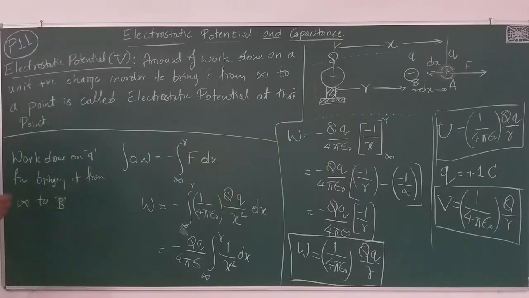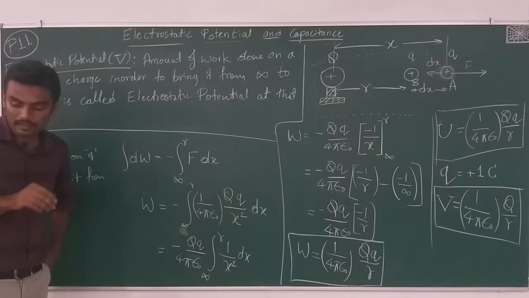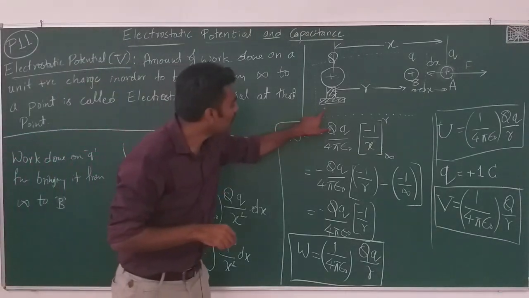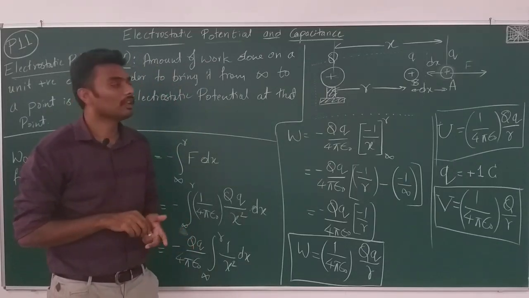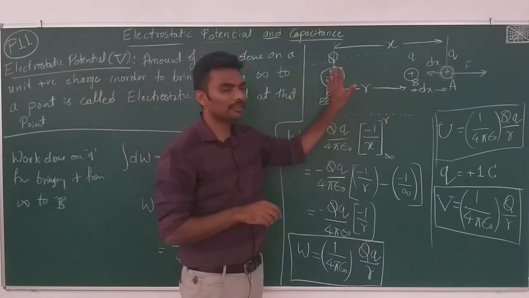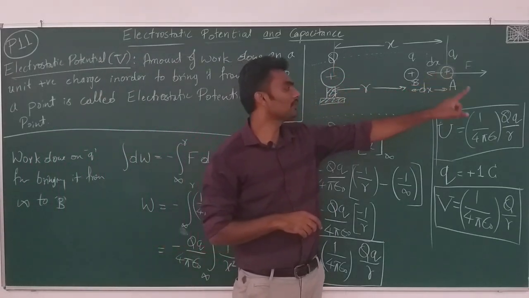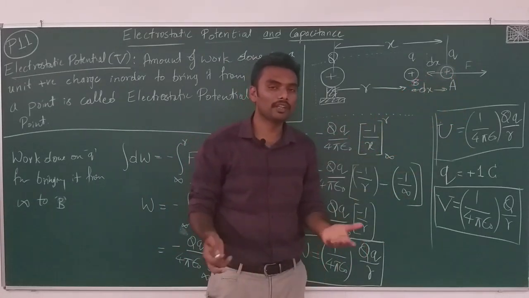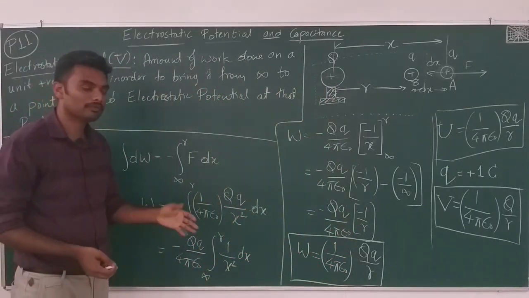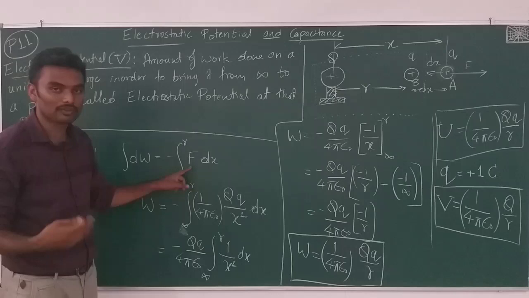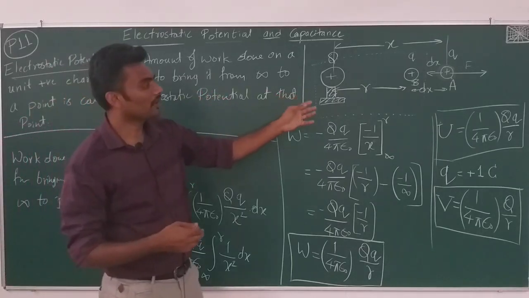So that's it. The amount of work done on a unit positive charge in order to bring it from infinity to a point is called electrostatic potential at that point. Following? So you might be asking, sir, this capital Q doesn't come anywhere in the definition. No need to worry. Even if there is no charge, if you assume there is no charge, then I should bring this from infinity to this point. I don't need to do any work, right? Because work itself becomes zero because F is zero. No charge, no repulsion. I don't need to do any work.